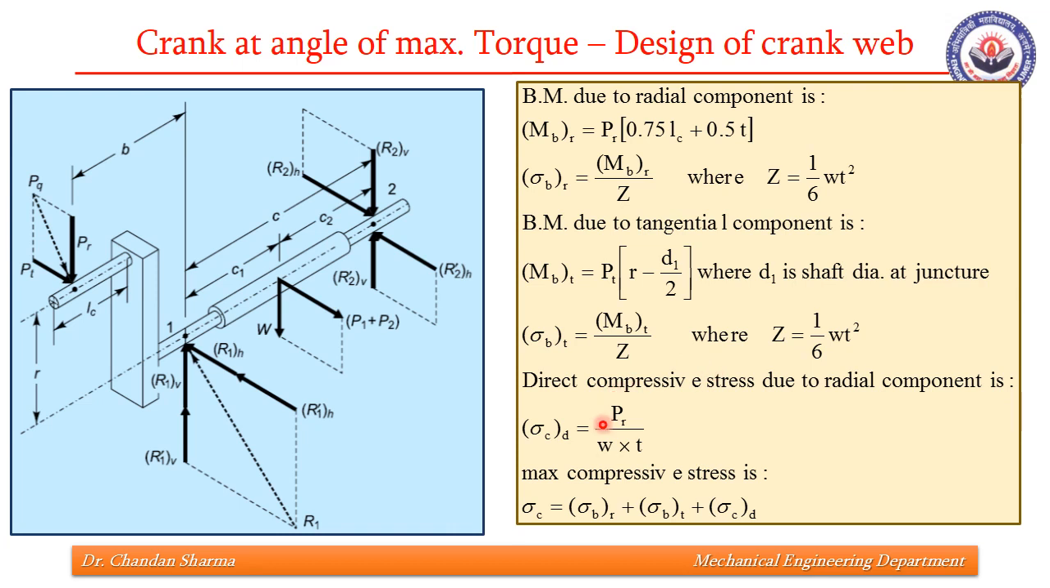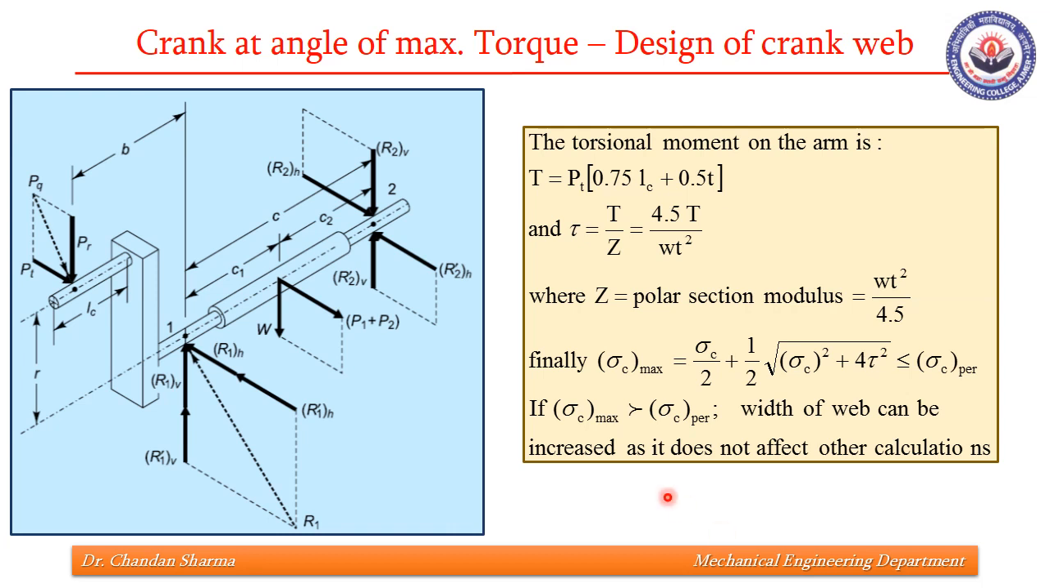Next is direct compressive stress, which is PR over area. So since they are all same in nature, we'll add them algebraically to find resultant sigma C, compressive stress, sigma BR plus sigma BT plus sigma CD.